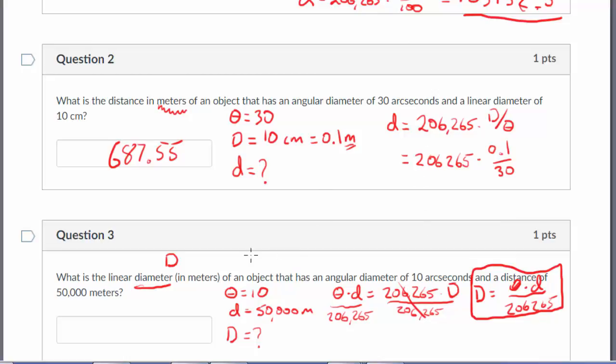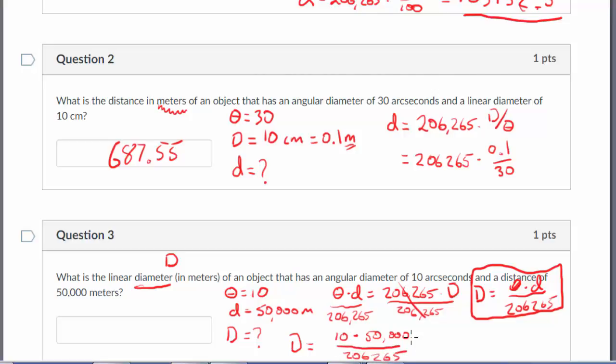Okay, so in this case, I can just plug in the values now. So the diameter is going to equal 10 arc seconds times the distance of 50,000 divided by 206,265.